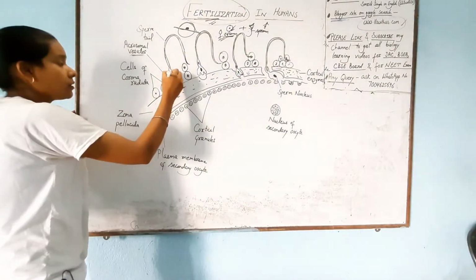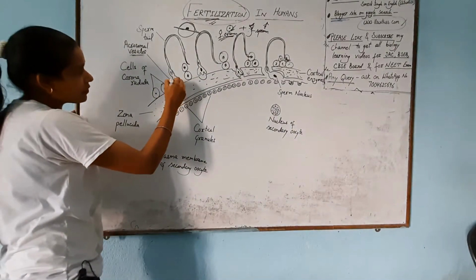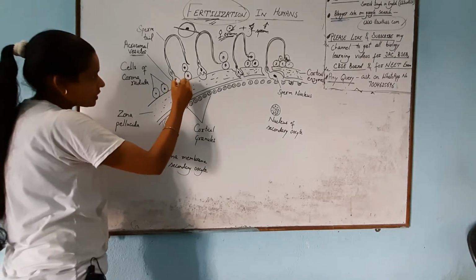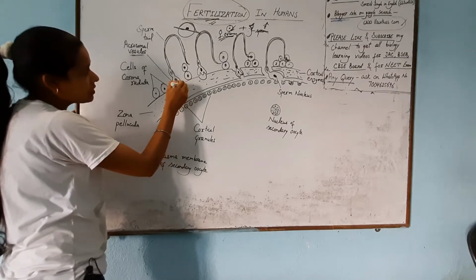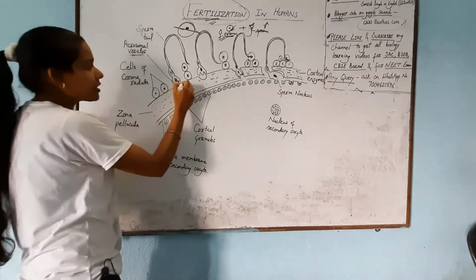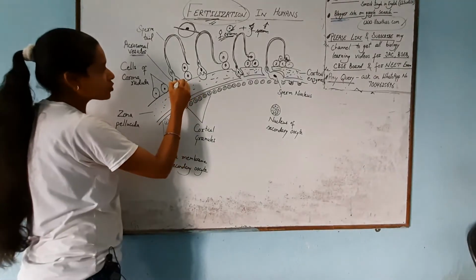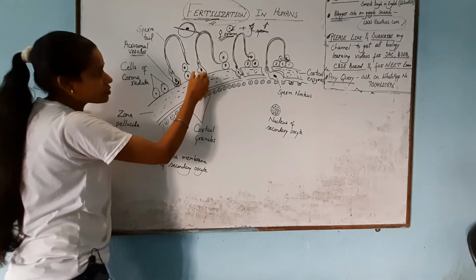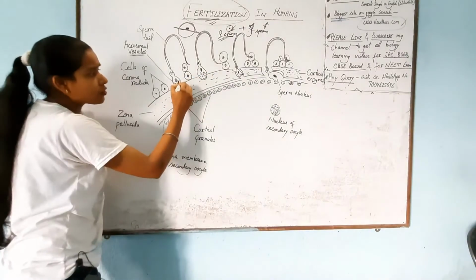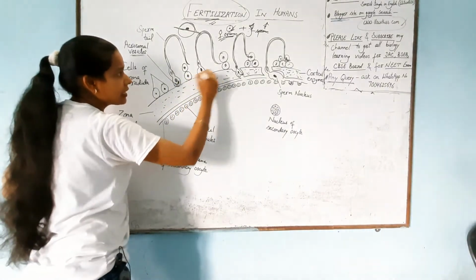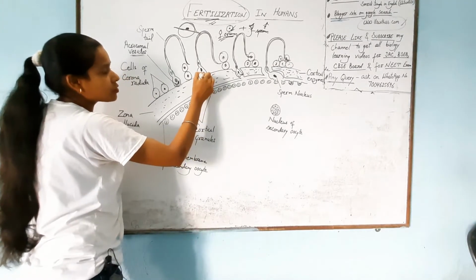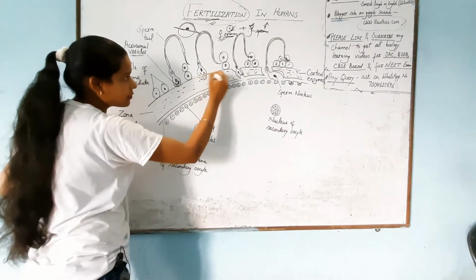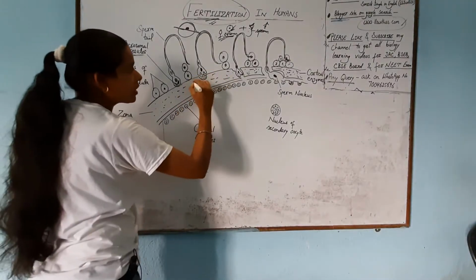So when you see this, the surface of the ovum and the surface of the sperm touch each other, and after touching, the acrosomal vesicle releases the acrosomal fluid. When the acrosomal fluid acts on the wall of the ovum, this acrosomal content penetrates and breaks the layers of the zona pellucida, the layer of the ovum.